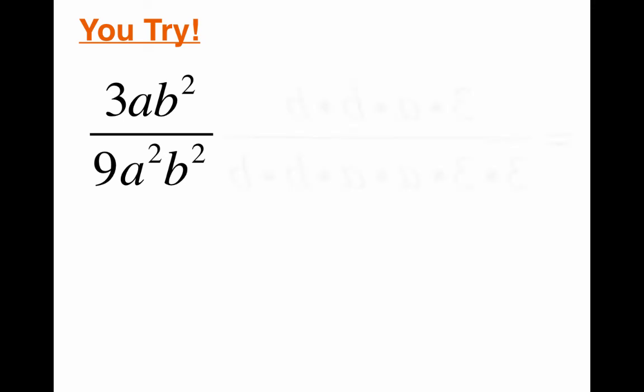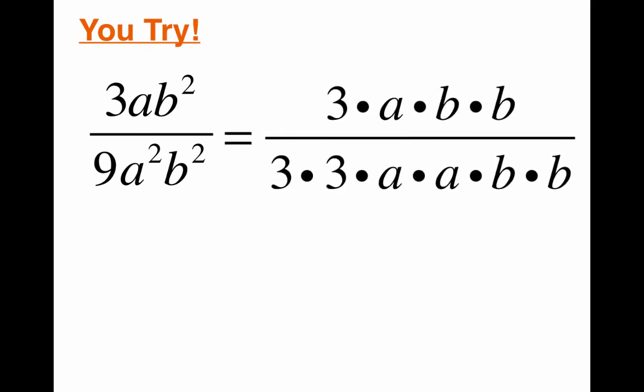Okay, you ready to check your answer? Well, we're going to break it down. 3ab times b over 3 times 3, which is 9. 3 times 3, a times a, b times b. Look at how this breaks out. Look at all the power of 1s. We're going to get rid of the 3's, the a, b, and another b. So a lot of power of 1s are going to be gone.